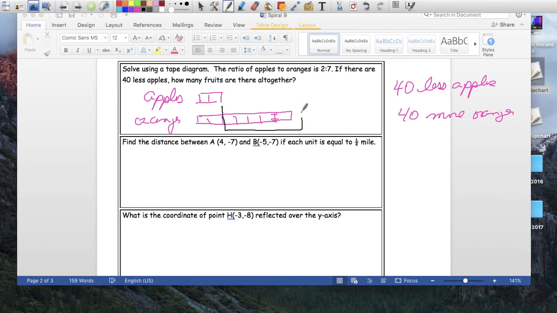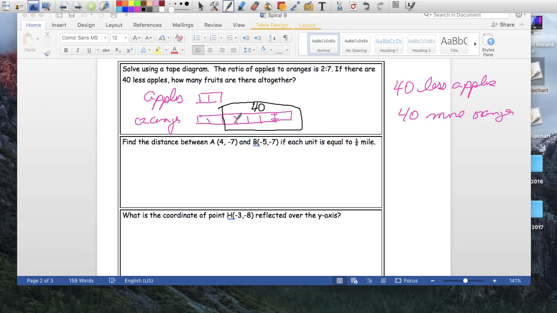This is your more section. Because up to this part, these two boxes and these two boxes represent the same quantity. Whatever number I put in these two boxes and whatever number I put in these two boxes and the oranges, they're going to add up to be the same. So where it's different is that these extra 5 boxes, that's where the oranges have more. So that is represented by the number 40.